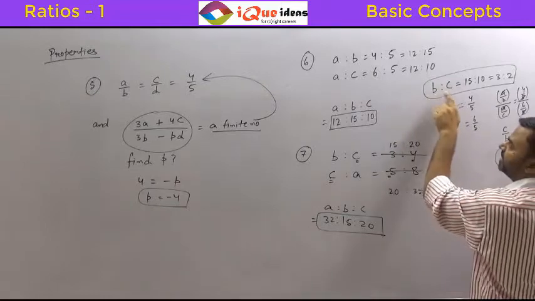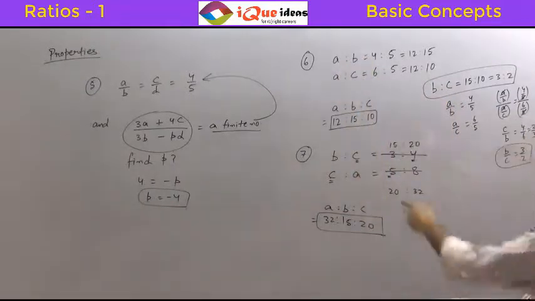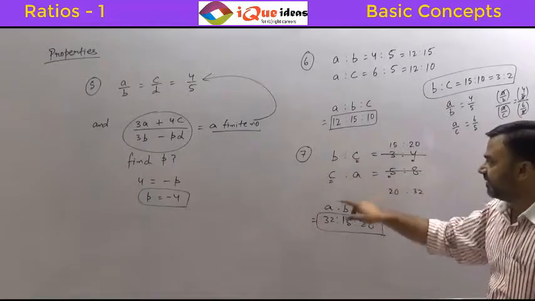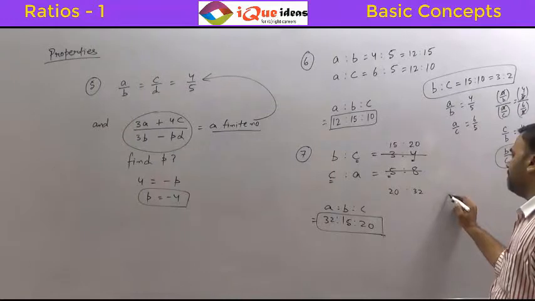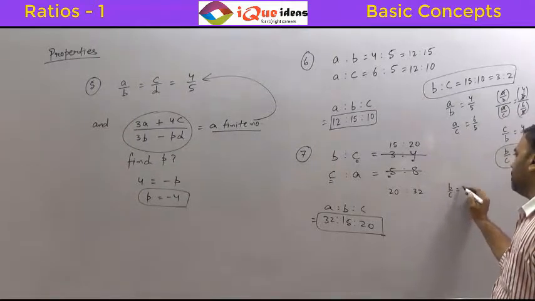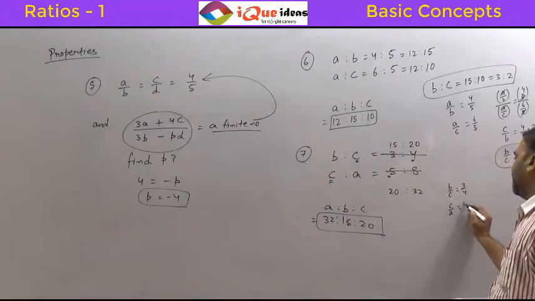So here we need only B and C, so we have to eliminate A. So you just divide. Similarly in this one, B is to C is given, C is to A is given. Which one is not given? A is to B? Okay, so if you want to calculate A is to B, write this as B by C equal to 3 by 4 and C by A was 5 by 8.